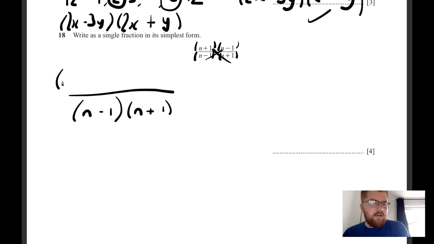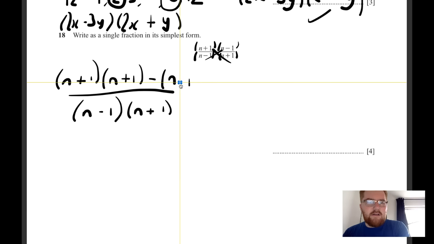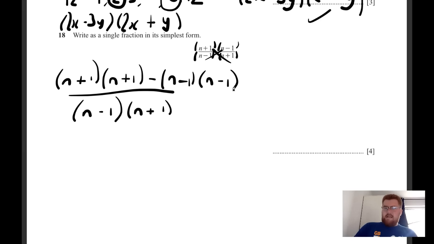So, we get n plus 1, n plus 1 minus, remember that minus refers to the entire calculation I'm just writing down now, n minus 1, n minus 1. Okay, looks a bit messy. Let me draw a longer fraction line. But you just have to work through it nice and logically. So, right, got my hands ready. Let's go. Let's see how we're going to do this.